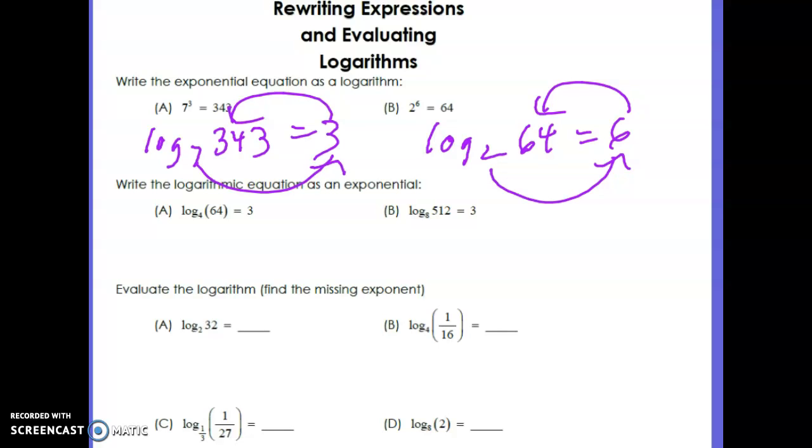Now, we're asked to write the logarithmic equation as an exponential. I think these are easier because you just go boom like that. 4 to the 3rd equals 64. And this one is 8 to the 3rd equals 512.